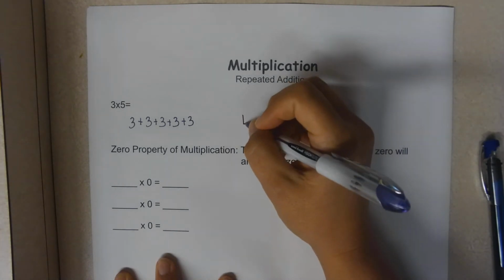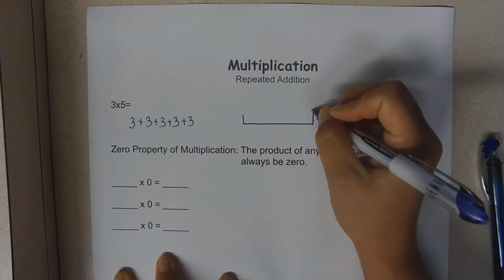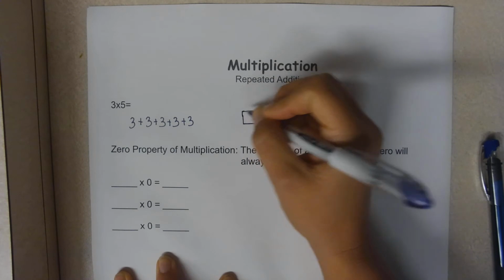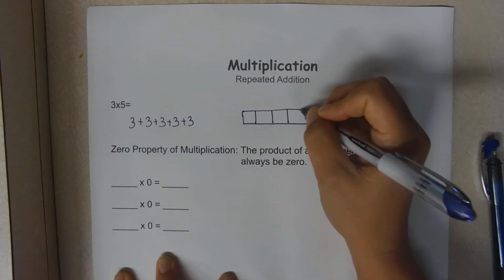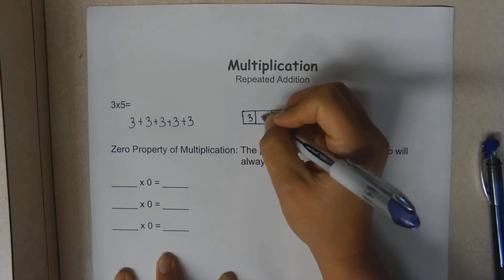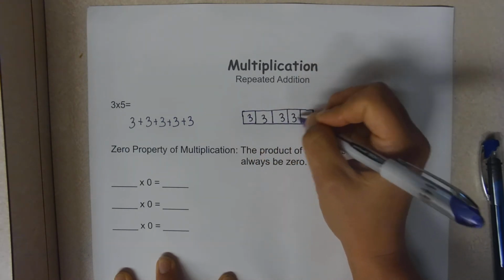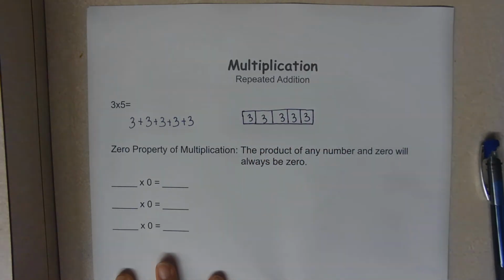Another way you might see this is through a diagram, and you just cut this into fifths. That means draw 4 lines. And you might see something like this. This is 3 times 5.